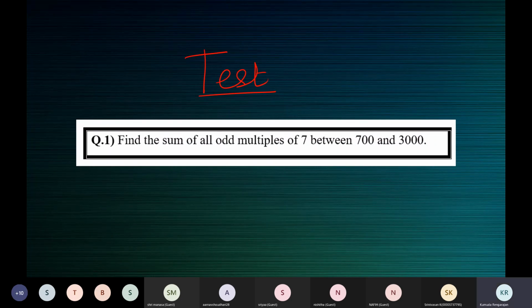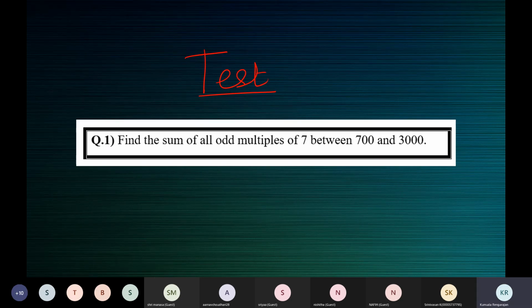Find the sum of all odd multiples of 7 between 700 and 3000. Between 700 not included, 3000 not included. Because between, not from 700 to 3000. Between 700 and 3000, not including 700, not including 3000. That I also told you now. If I didn't tell you, maybe some of you would have gone wrong by taking 700 also. It's an even multiple. I'm just telling you. Between means not including 700. 700 not included, 3000 not included. Are we ready? Do it.